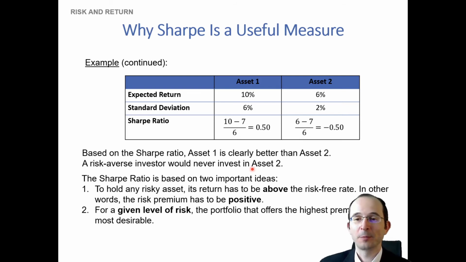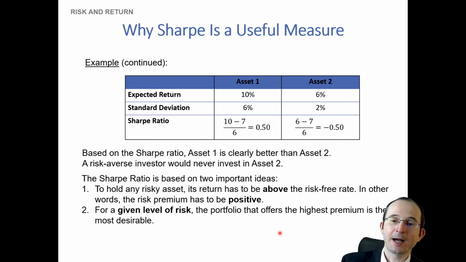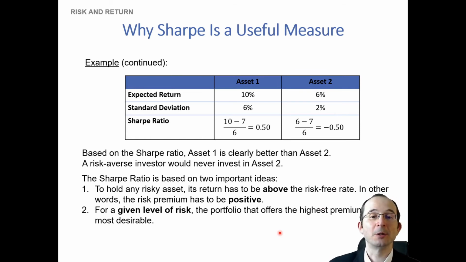So the Sharpe ratio really represents two important ideas. First of all, your risky asset has to beat the risk-free rate in expectation. In other words, it has to have an expected positive risk premium, like asset 1, and unlike asset 2. And for any given level of risk, the portfolio that has the highest risk premium, therefore the highest Sharpe ratio, is the most desirable.